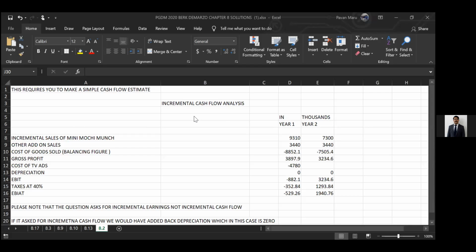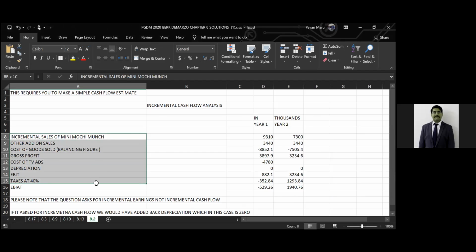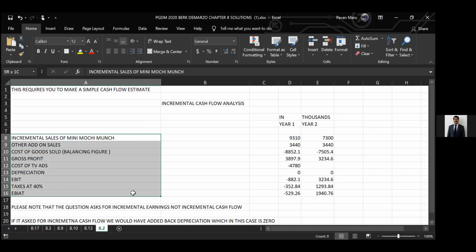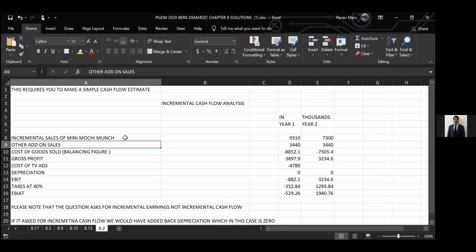Okay. Now, I'm just sharing the screen. Ignore the numbers right now. Just pay attention over here first. I have sales of Mini Mochi Munch that we discussed: 9 million and 7 million in 2 years. And then we have other sales of 2 million each for the 2 years. Now, ignore this. We don't need cost of goods sold. We don't, sir, as written this, but we don't need this.